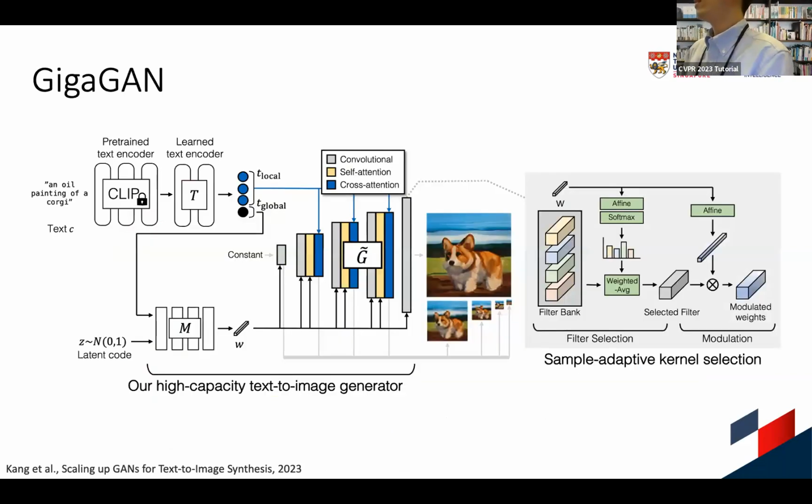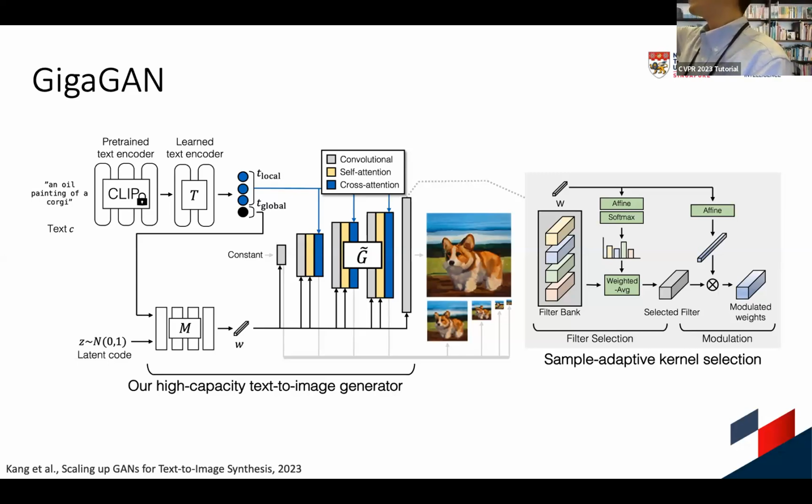Of course, in the era of the diffusion model, the GAN can also come back. So here's work from "Scaling up GANs for Text-to-Image Synthesis". It kind of conveys the message that the diffusion model is not all we need, right? It says that GAN can also do these things.